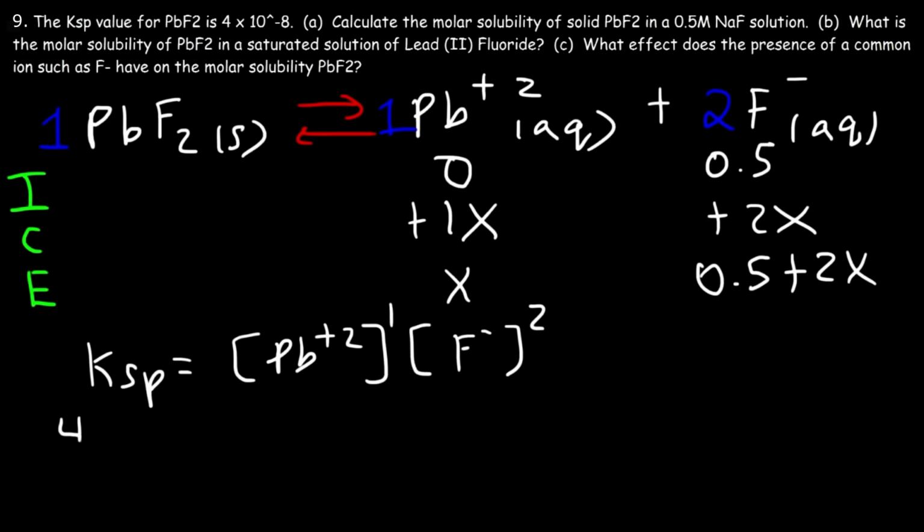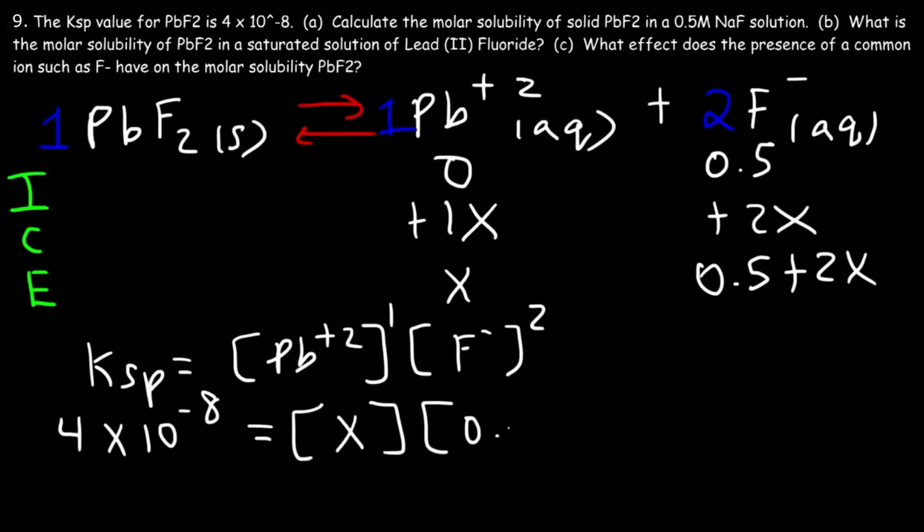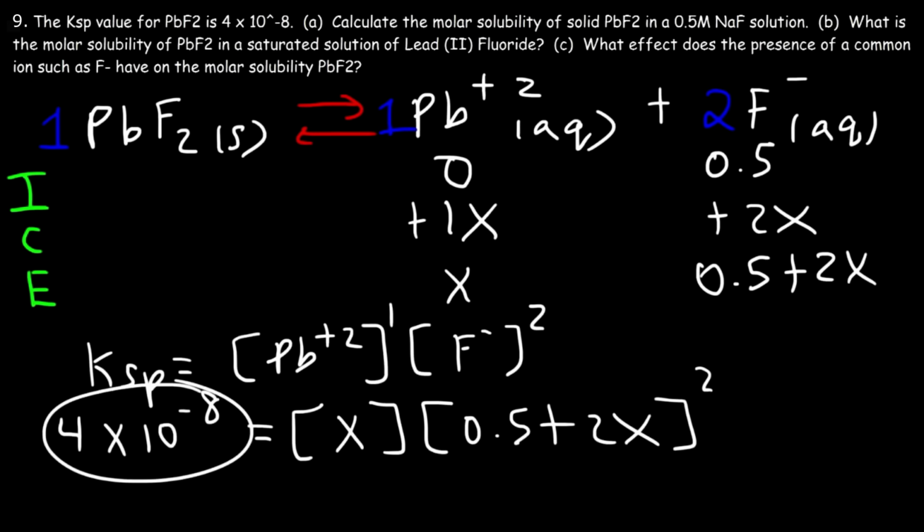Now the Ksp is 4 times 10 to the negative 8. And the concentration of the lead 2+ ion, we said it's x, and the concentration of fluoride is 0.5 plus 2x. Now notice that Ksp is very small, 10 to the negative 8. That means x is going to be a very small value. So 0.5 plus 2 times a very small number is still going to be 0.5. So this 2x quantity is negligible.